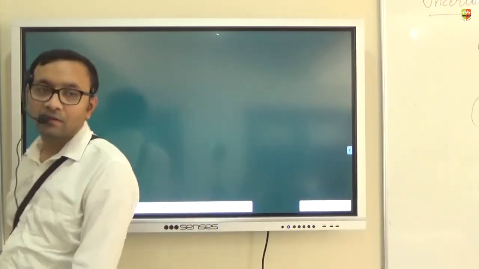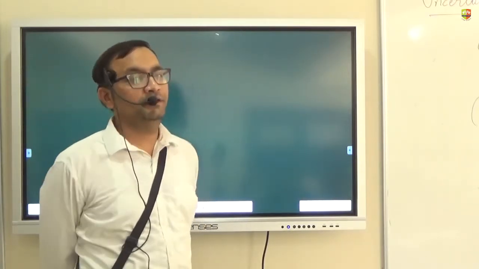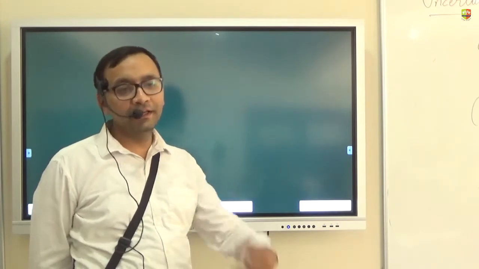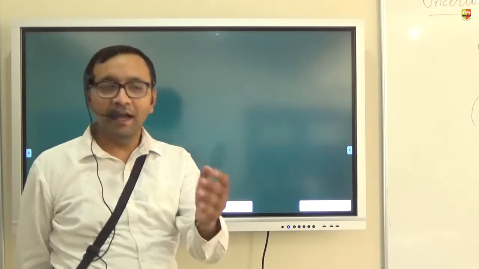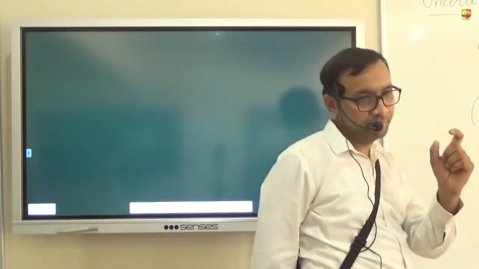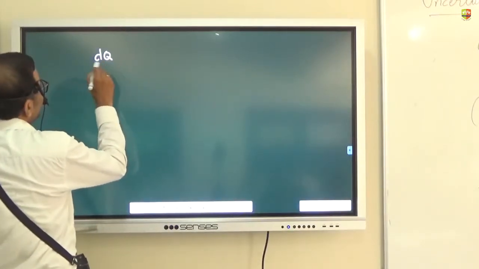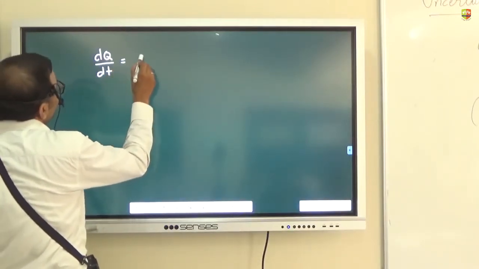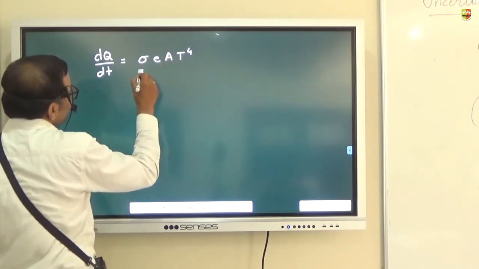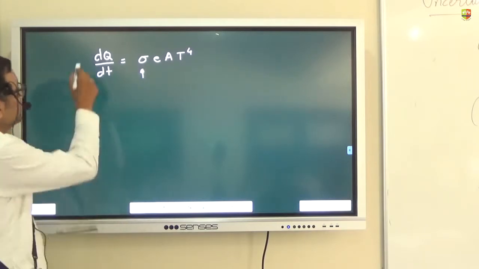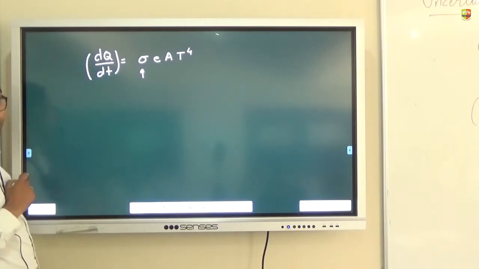So what is Stefan's constant? Stefan's constant will come in thermodynamics. Okay, you learn it in heat transfer. In radiation heat transfer, there is a formula, and in that there is a constant that comes in. There is this formula: rate of heat transfer due to radiation is sigma E A temperature raised to power 4. This is Stefan's constant, sigma. This is the rate at which heat is transferred. So this is energy per unit time.